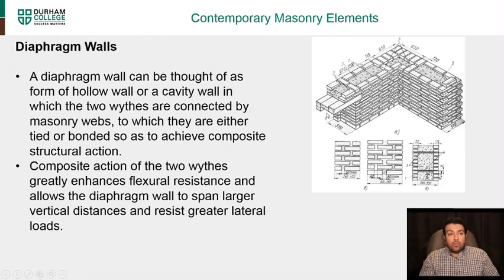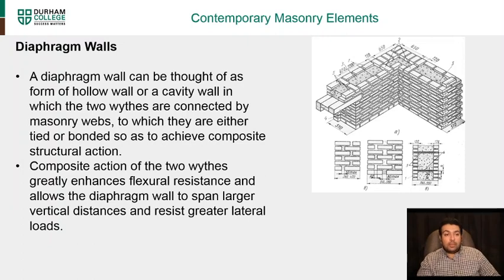A diaphragm wall. A diaphragm wall can be thought of as a form of hollow wall or cavity wall in which two wythes are connected by masonry webs. So basically, they have walls inside of a wall. Just to explain that, you'll have two walls that are interconnected with a wall in the middle, I guess is the best way of seeing it.